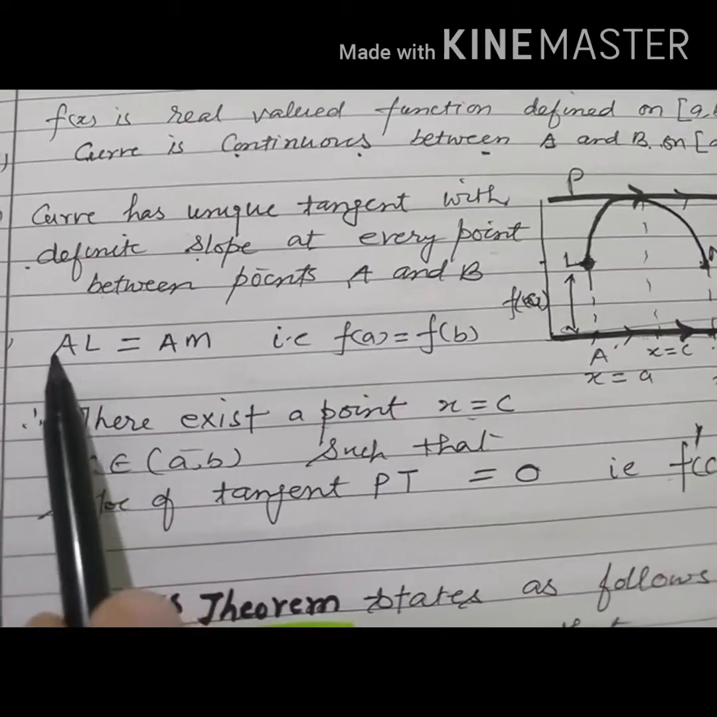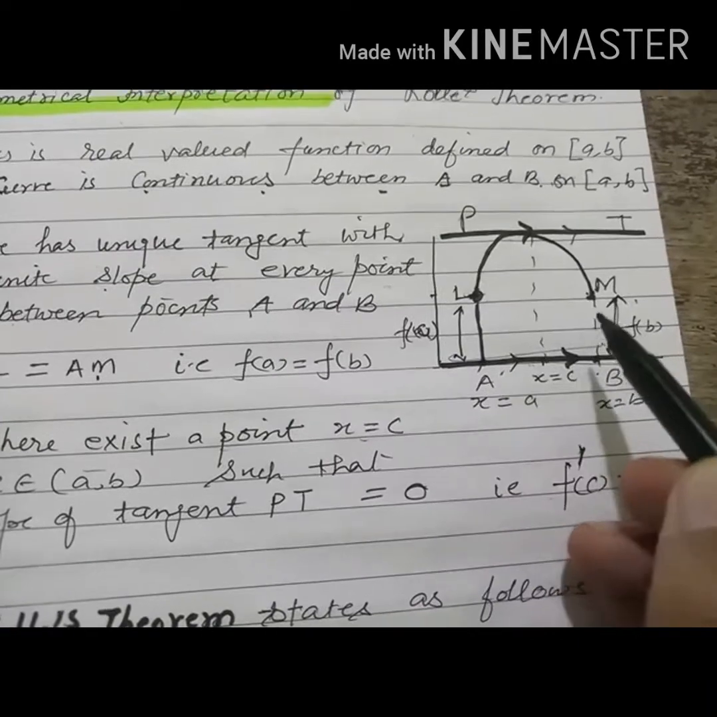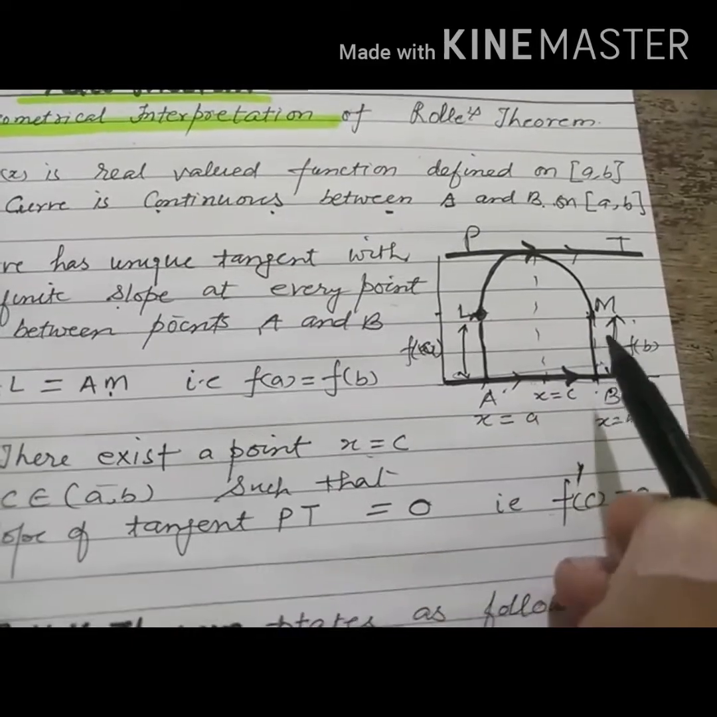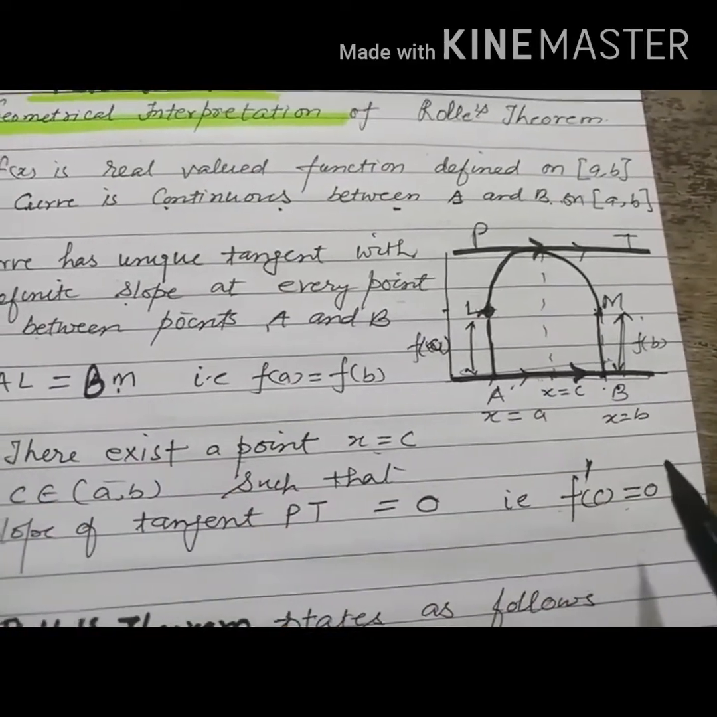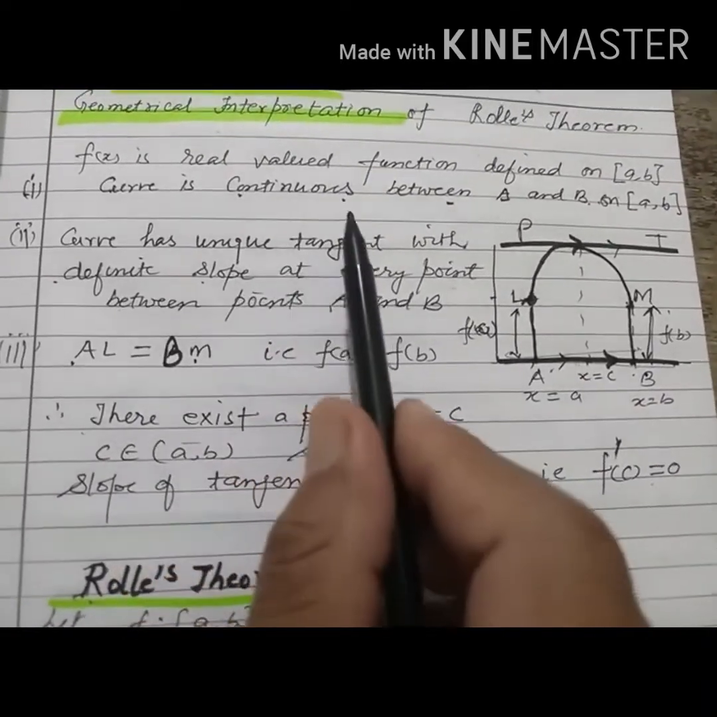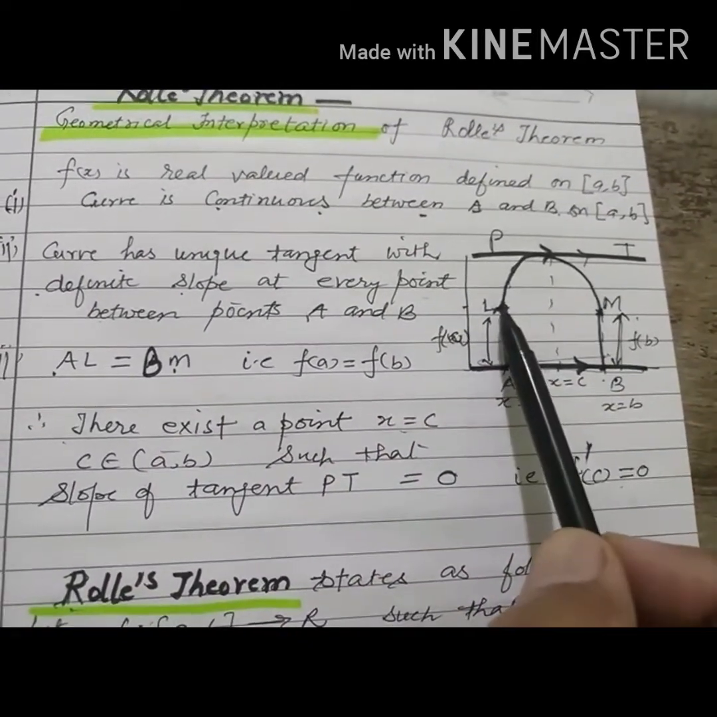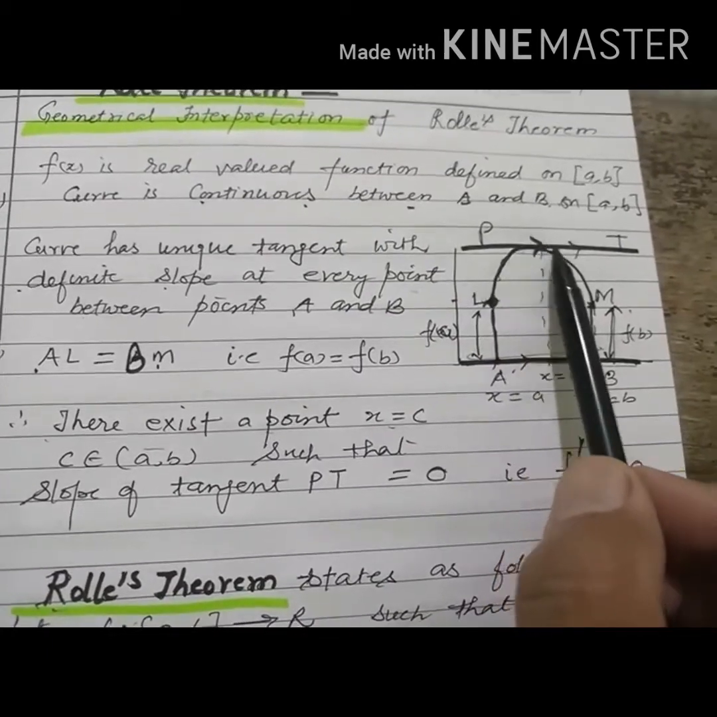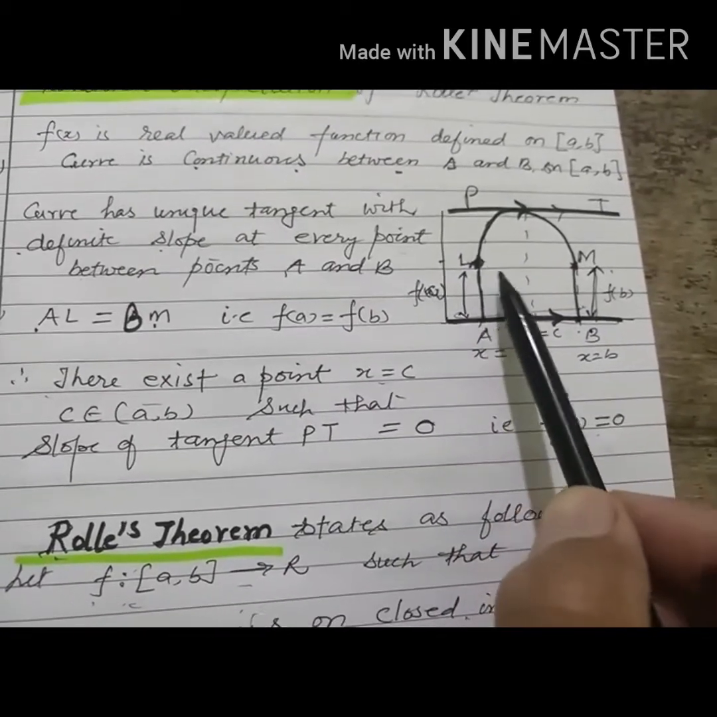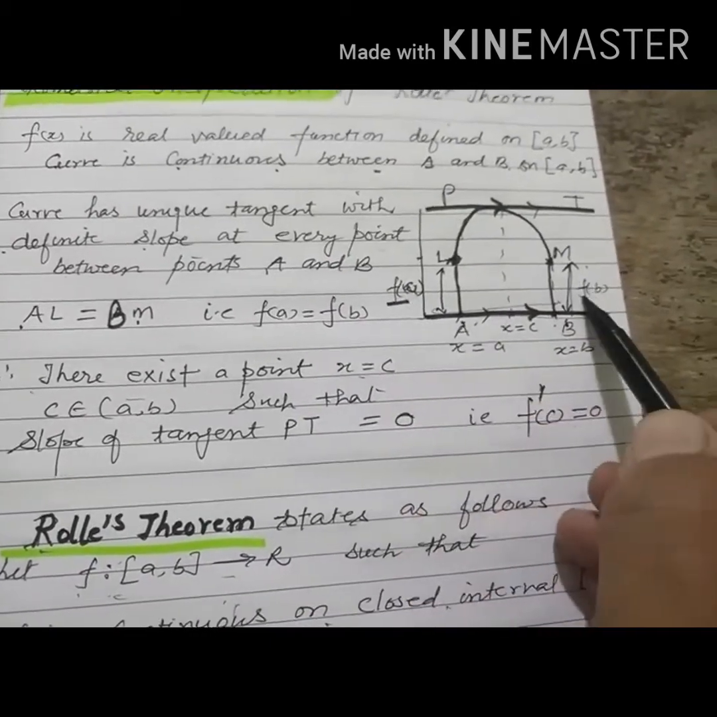Other thing is AL equals AM, that this particular length here is equal to this one. So AL is equal to BM. Now if these three conditions are satisfied here, that is the continuity of the curve, differentiability, meaning a tangent can be drawn at all the points on the curve, then we have this particular length AL equals BM, that is f(a) equals f(b).